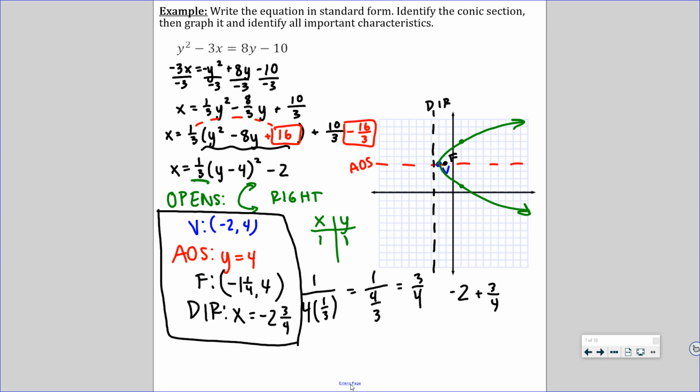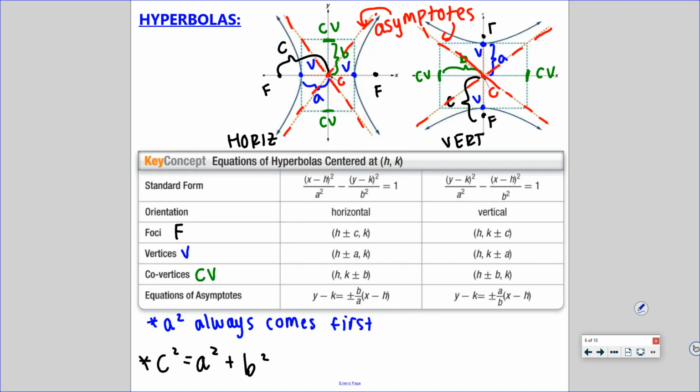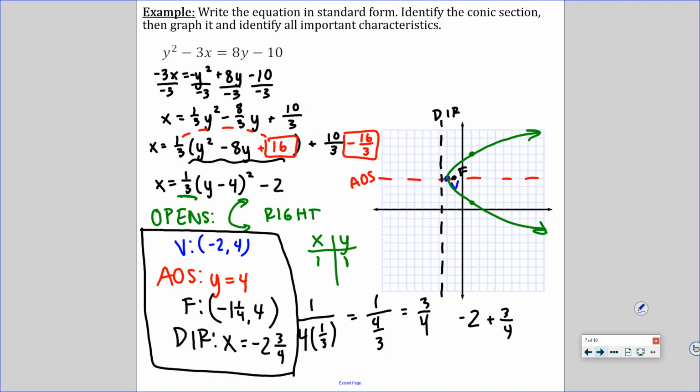To find the distance between the directrix and the focus, you just use this little formula, 1 over 4a. In this case, a was 1/3. So when you did 1 over 4a, I got 3/4. So it's that many units to the left and to the right.